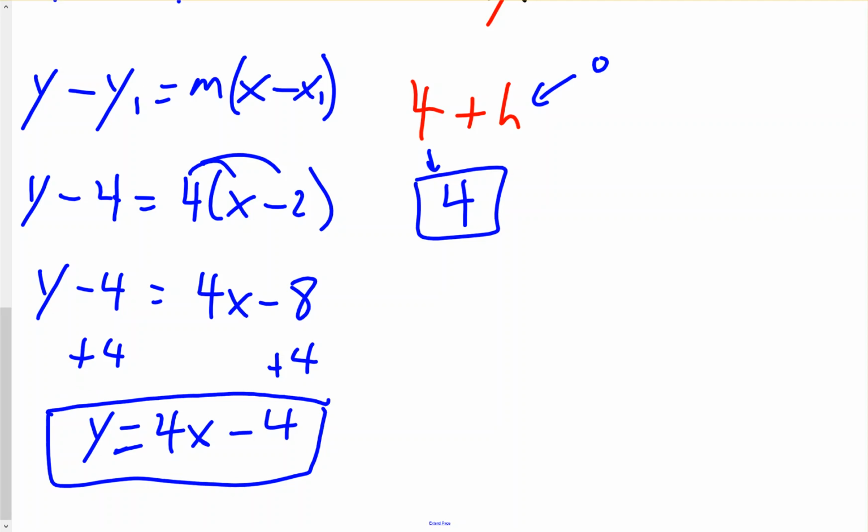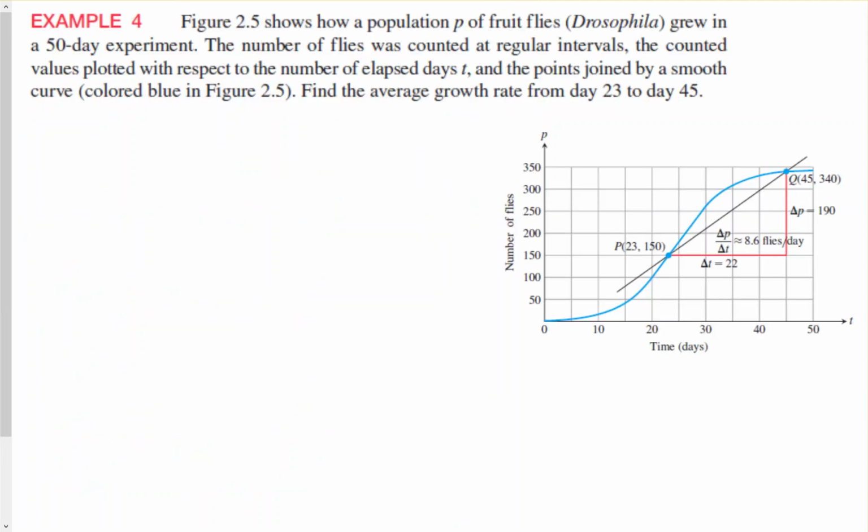Okay, let's take a look at another example. Figure 2.5, and here's the figure here, the graph on the bottom right, shows how a population of fruit flies, Drosophila, grew in a 50-day experiment. The number of flies was counted at regular intervals, and the counted values plotted with respect to the number of elapsed days and the points were joined by a smooth curve, the blue color curve. Find the average growth rate from day 23 to day 45.